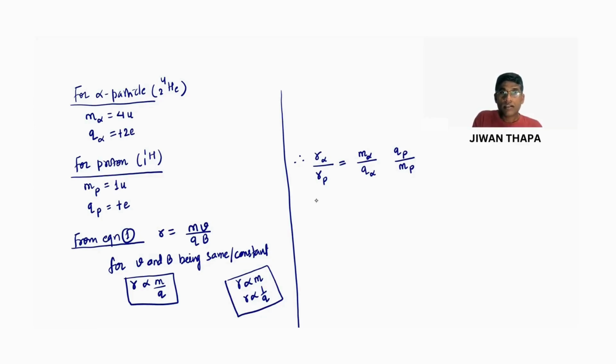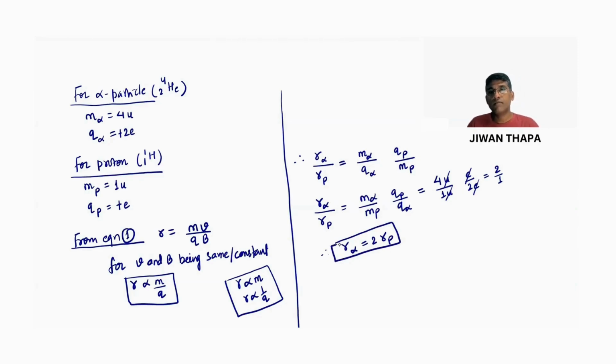Now let us simplify this. R alpha by Rp equals m alpha by mp times qp by q alpha. So this equals 4u by 1u times e by 2e. The e cancels out, so on simplification we get 2 by 1. Therefore, R alpha is 2 times Rp.